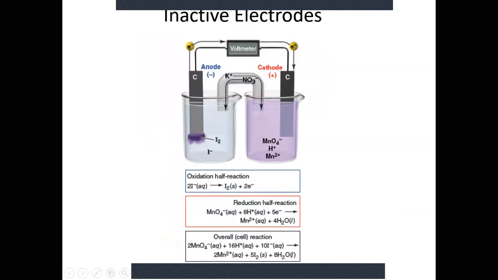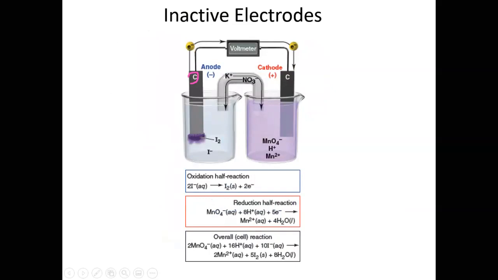Now, inactive electrodes are just there to help facilitate the movement of electrons. Here we have a reaction involving I2, the reaction of iodide and permanganate. Iodide is oxidized to I2. However, we can't use I2 as an electrode, so we use a carbon electrode instead, which is an inactive electrode. It is not involved in either the oxidation or reduction half reaction, and it doesn't show up in the overall reaction. It's inactive.